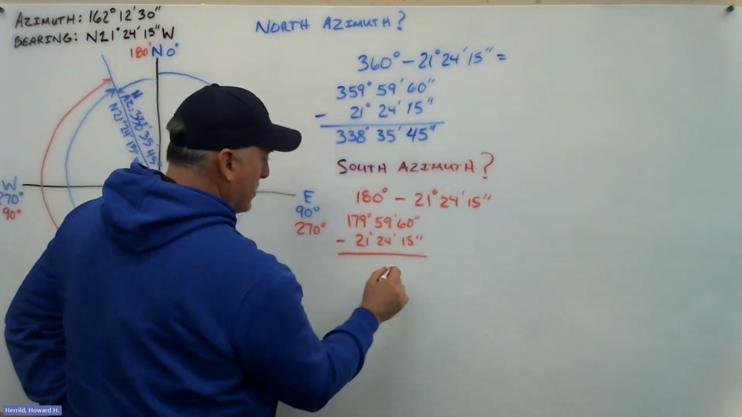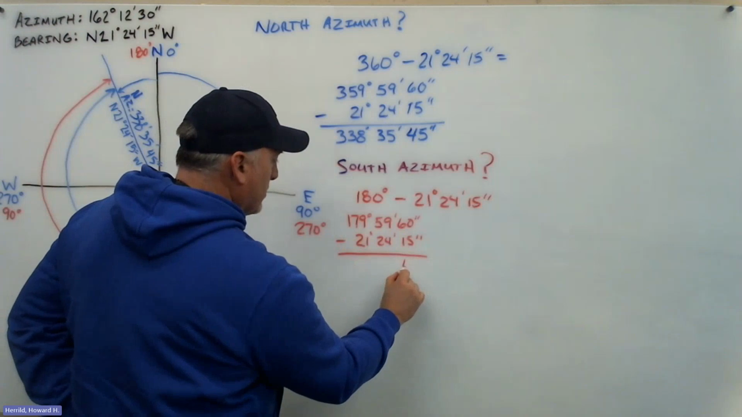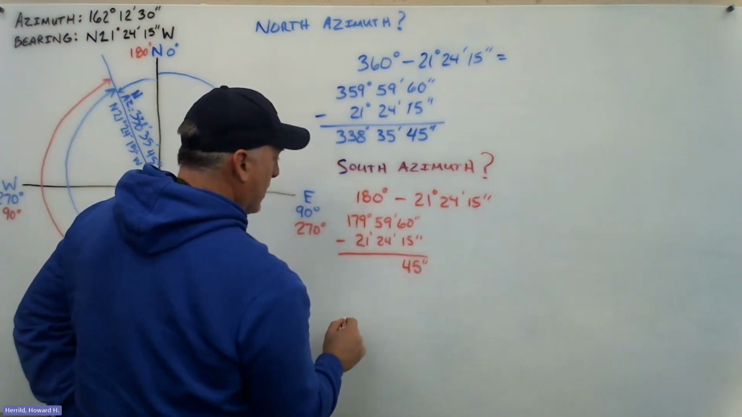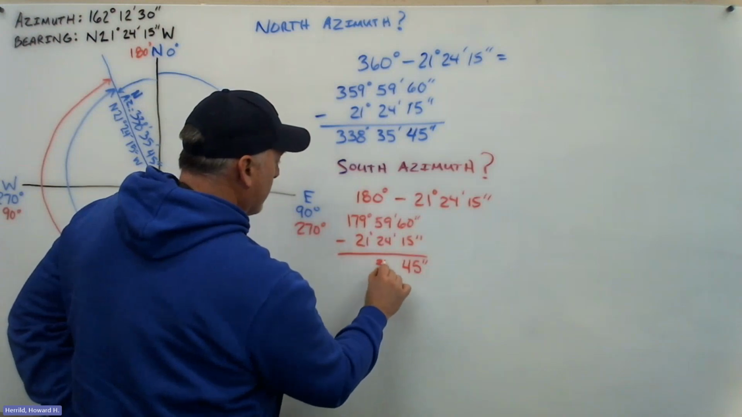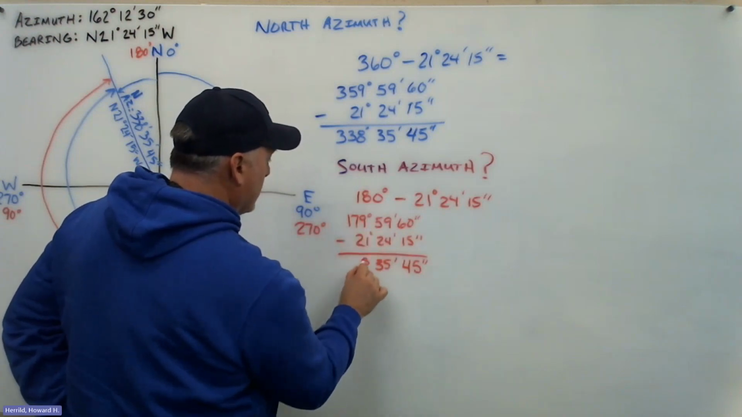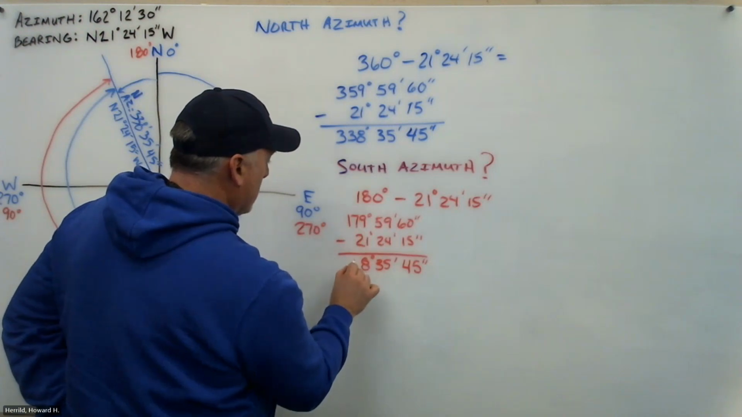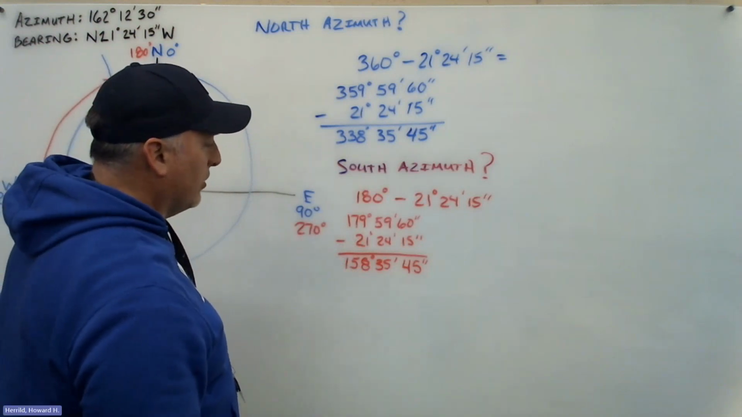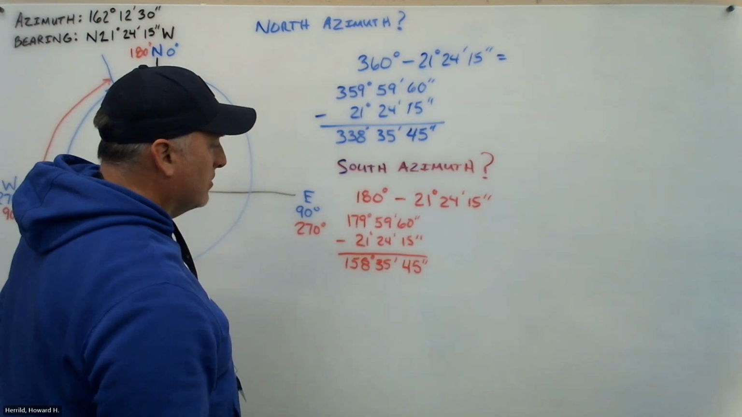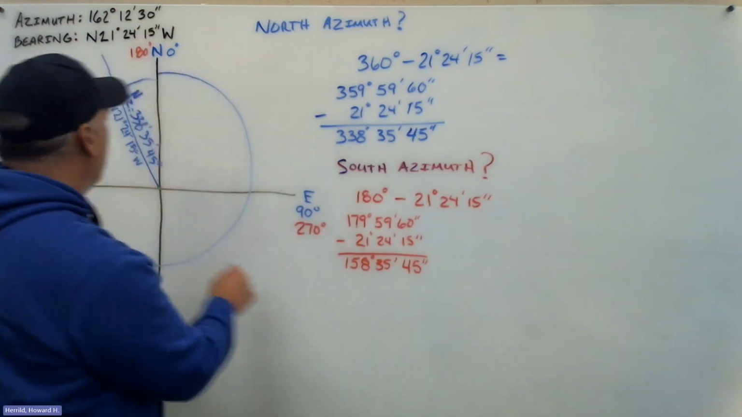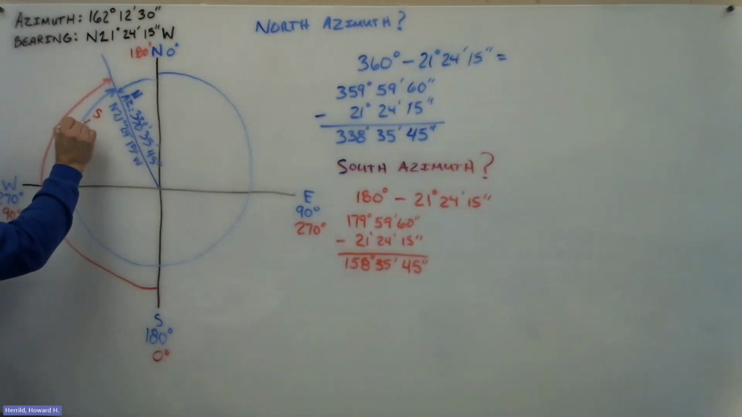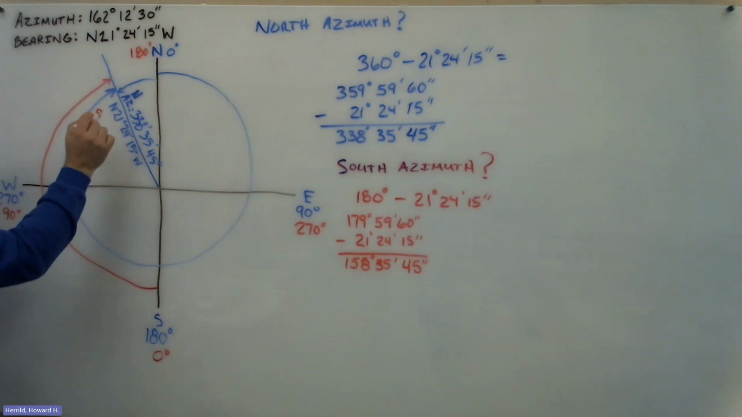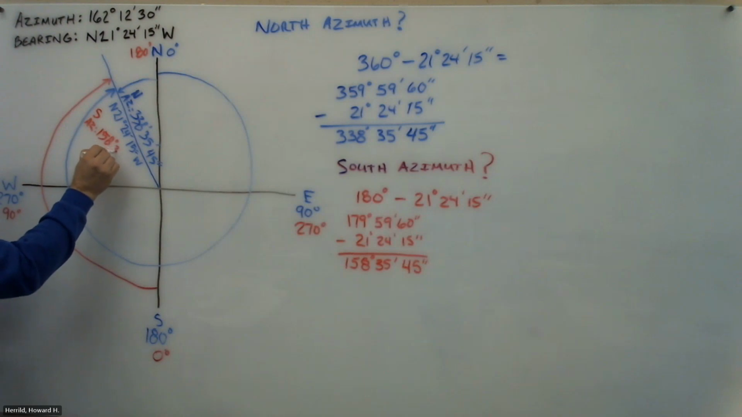All right, so similarly, we can do our subtraction through. This is 45 seconds. This here is 35 minutes. And then we subtract here. We have 158 degrees, 35 minutes, 45 seconds. That is our south azimuth for the same line. So our south azimuth of this same exact line is 158, 35, 45.